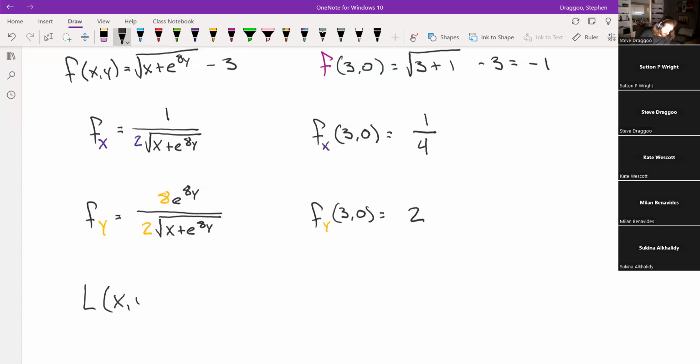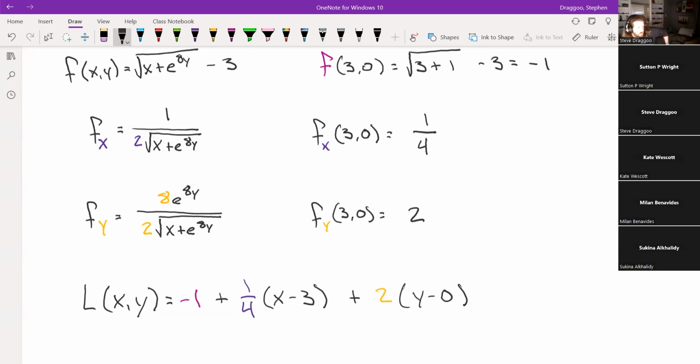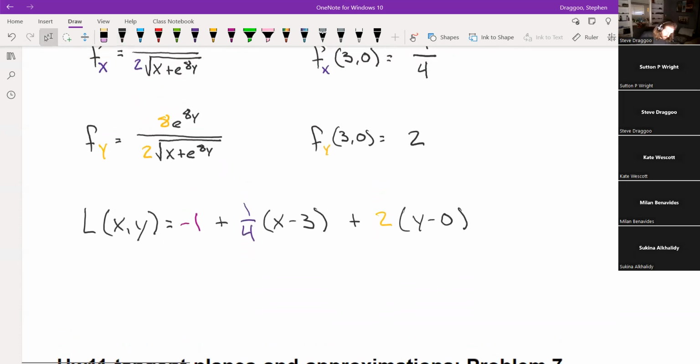So I have these pieces together and I just need to organize them into my linearization. So L of x and y is -1 plus my x slope times x minus 3 plus my y slope times y minus 0. And those are the 3 elements that make up my linearization, the 3 terms that make up the linearization.